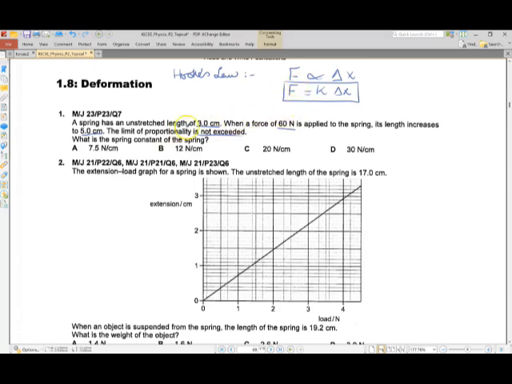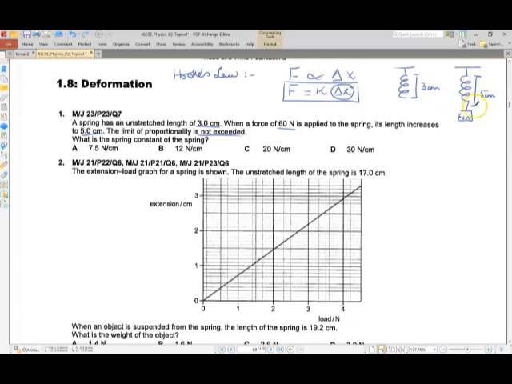The question tells us that a force of 60 Newton has been applied. It tells us that the unstretched length of the spring was 3 centimeters, and when a load was applied, the length increases to 5 centimeters. So just understand this as well, that first the spring had a natural length, you might say, of 3 centimeters. When a load of 60 Newton was applied to it, the length became 5 centimeters. So you need to find out the extension first, okay?